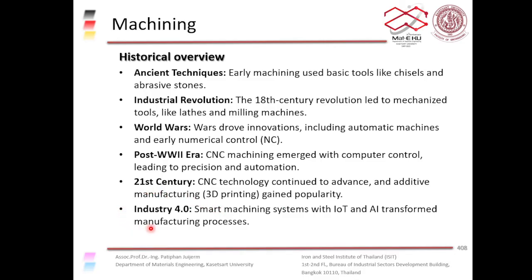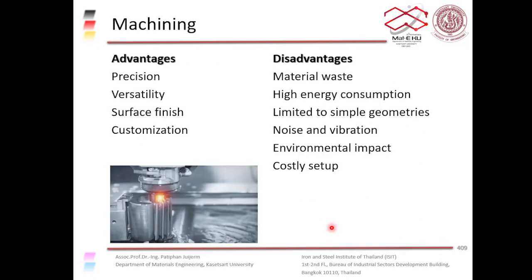Up to the present day, which is called Industry 4.0, we start to get a smart machining system with IoT and AI to transform the manufacturing processes. Okay, so let's have a look at the advantages of machining compared to other manufacturing processes.